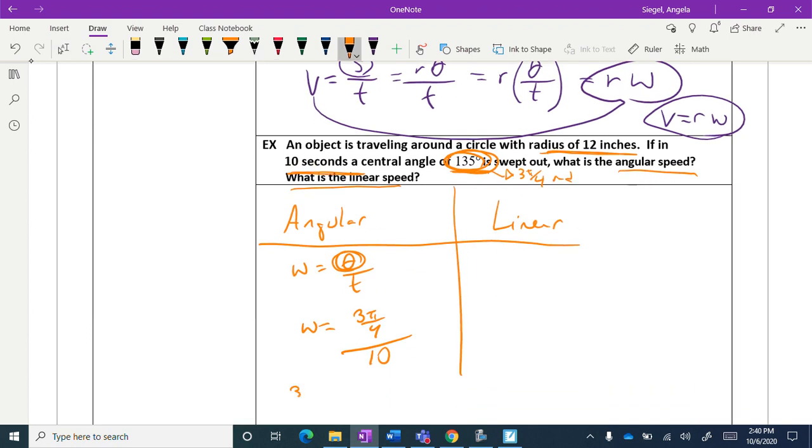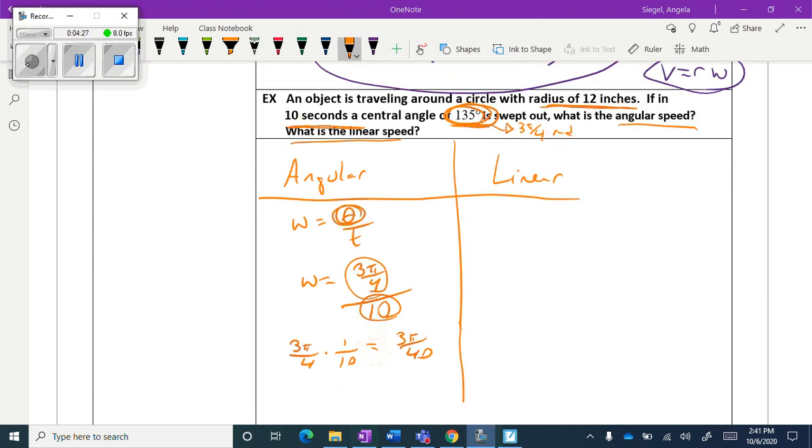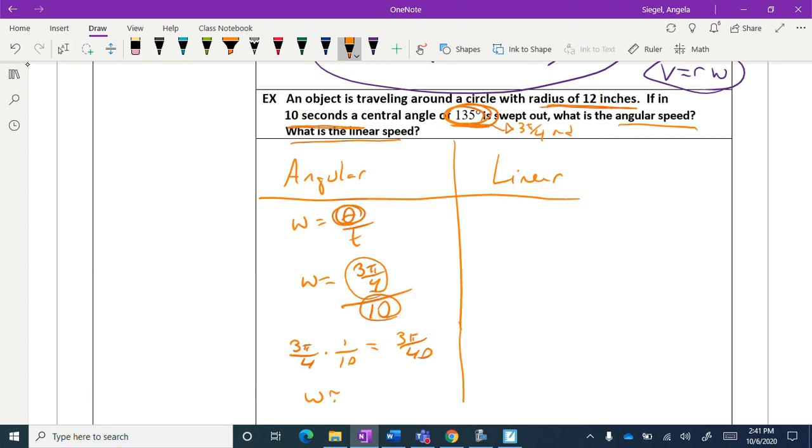Don't forget that when you divide by a fraction, you multiply by its reciprocal. So we have this divided by this, so we're going to multiply by 1 over 10. I get 3 pi over 40 for my answer. If I type that on my calculator, w is about, let's just get the yucky decimal, 0.24 radians per second.